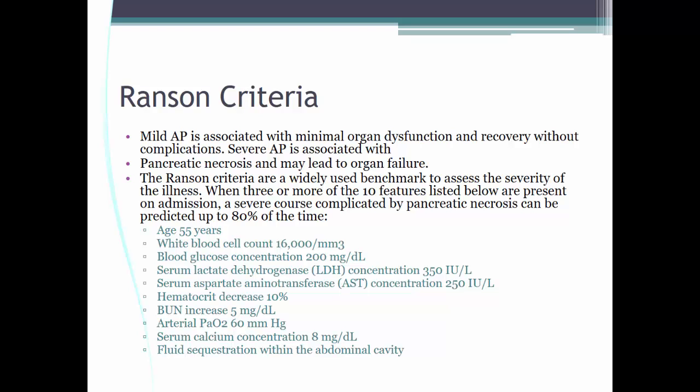And the mnemonic is he broke CABE, C-A-B as in boy, E. He for hematocrit has dropped more than 10. Broke for BUN has increased more than 5. CABE: C for calcium less than 8 because the patients tend to have hypocalcemia. A for arterial oxygenation less than 60. B for base deficit, in other words, metabolic acidosis of more than -4. And E for estimated fluid sequestration of more than 6 liters.